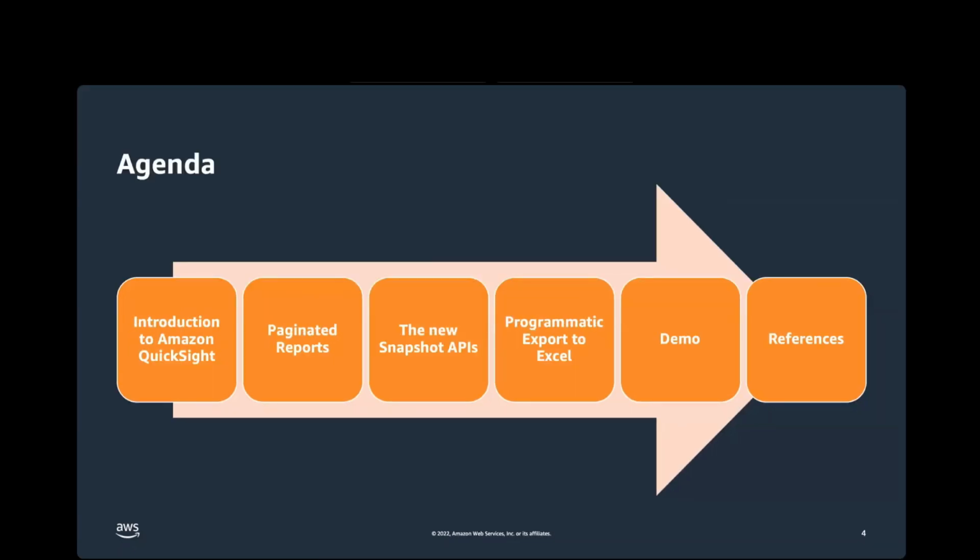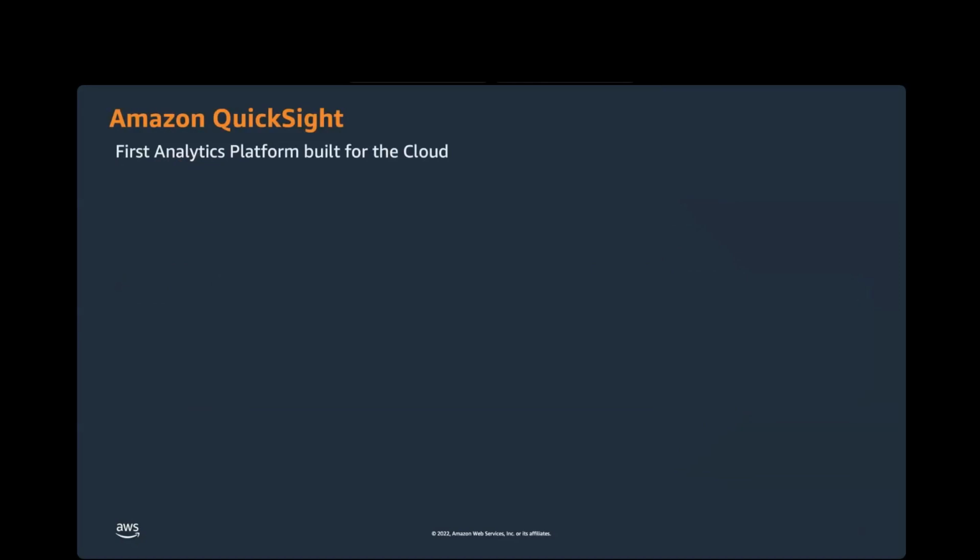With that, let me go to the first topic, Amazon QuickSight. For those of you who don't know what Amazon QuickSight is, let me tell you that QuickSight is a fully managed, scalable, machine learning powered business intelligence service that is focused on providing insights for everyone. Internal business users within your organization or your external customers.